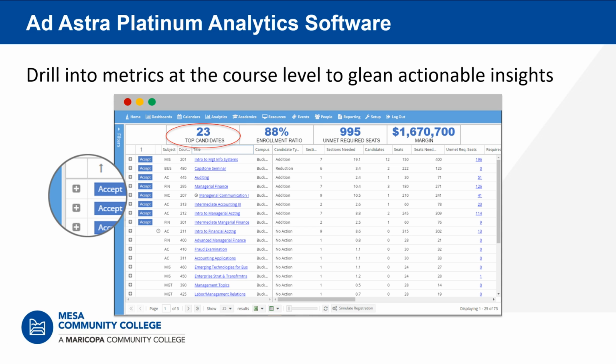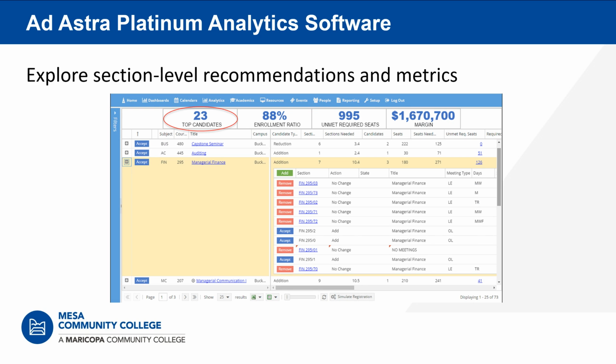Now, as we drill down into the 23 top candidates, here we see a little icon showing the courses that need some potential action, and we could click accept on any of those and drill down a little deeper. And here's that next level drill down. So as you can see here, we're looking at a Finance 295, Managerial Finance, and then as we look over to the right, we see that there are several sections where no action is recommended at this time.